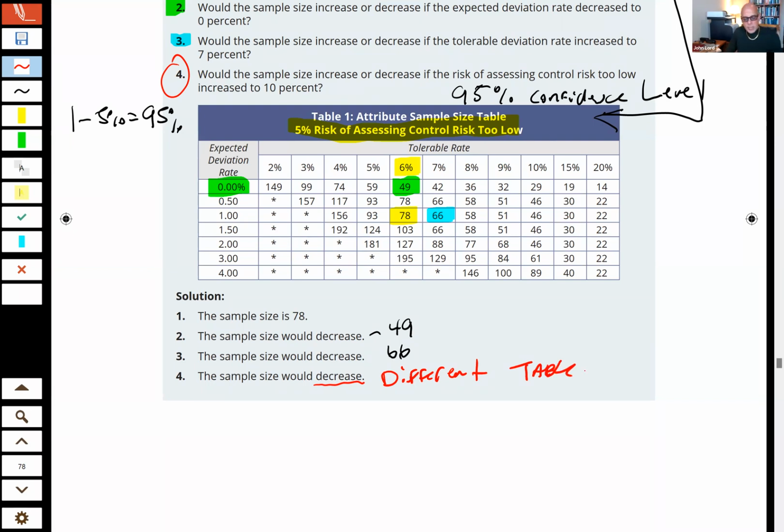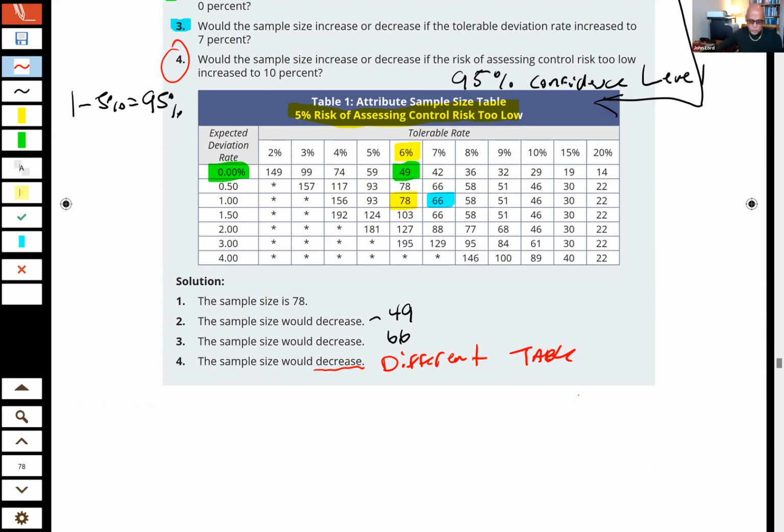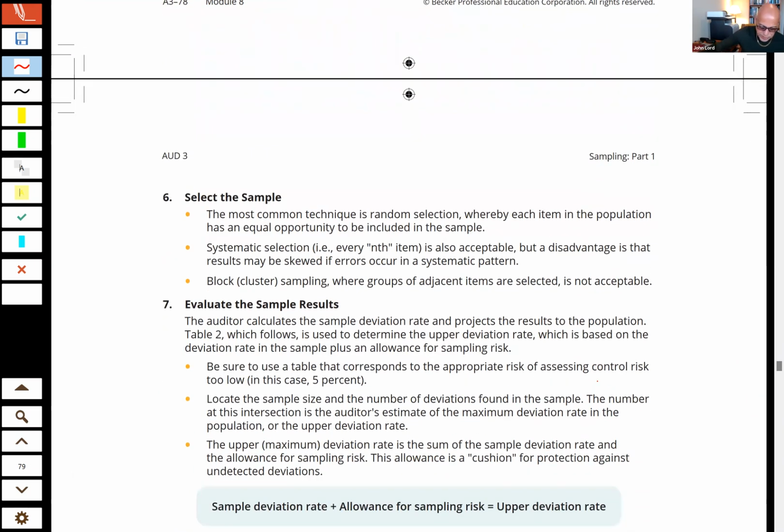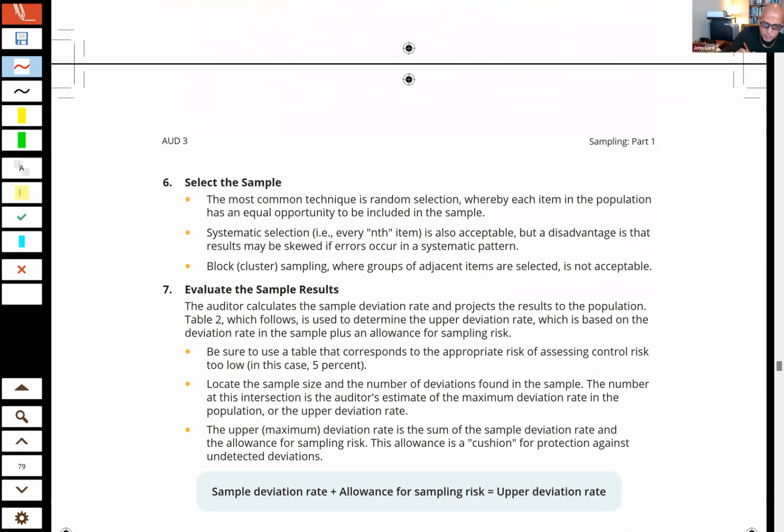Okay, so I have my sample size. I pull my sample, and now I'm going to look to see if what? It has the credit approval, right? I'm going to actually conduct my control testing now. So that's what happens. We select the sample, which is what I was just saying, but the most common technique is random selection.